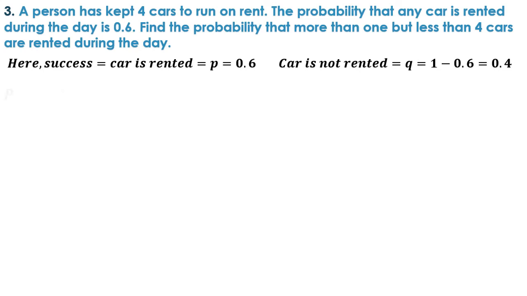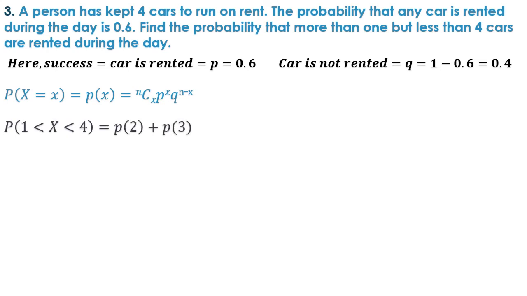Now what I need to calculate here is more than 1 but less than 4 cars. Now my formula is nCx P raised to X Q raised to n minus X. So I will write that more than 1 but less than 4. So value of X is between 1 and 4. It is not equal to 1, not equal to 4. So there are only two values which are between 1 and 4, that is 2 and 3. So I need to calculate my probabilities for P2 and P3 and add them up.